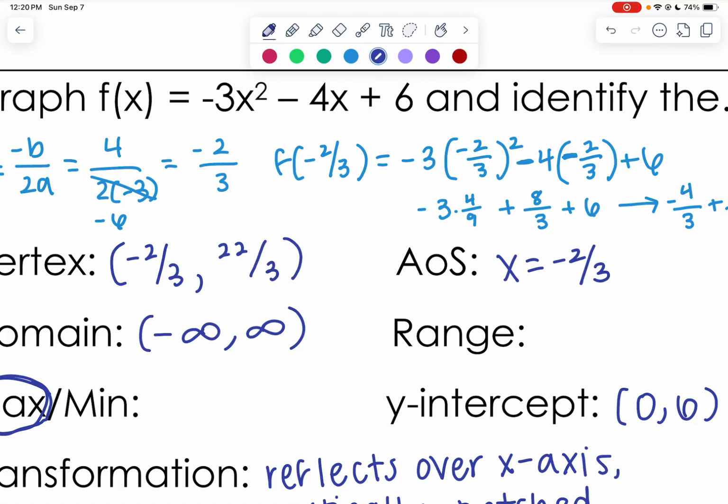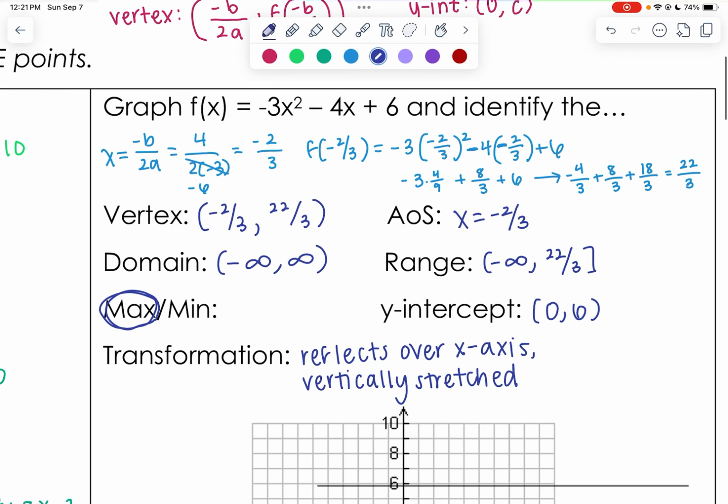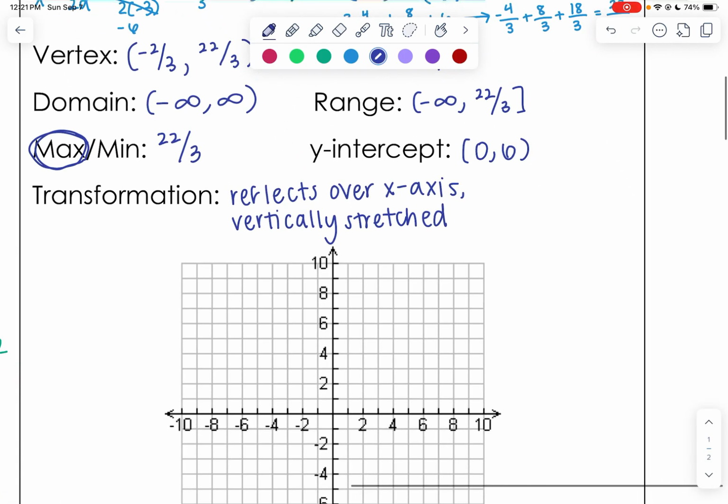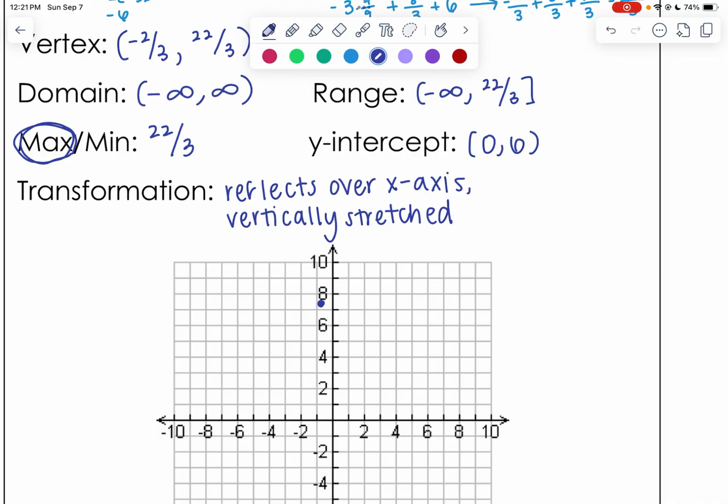So my range, if that was the maximum, is going to go from negative infinity up to 22/3. And then my max is at 22/3. Now, 22/3 would be 7, because 3 goes into 22 7 times, that'd be 7 1/3. So my vertex is going to be at negative 2/3, which would be a little bit more than halfway, and then 7 1/3, which would be like right around there. Now, my y-intercept is at 0, 6.